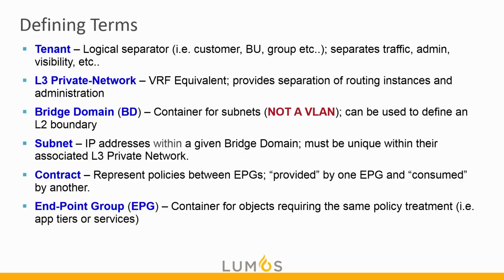Within bridge domains, we have either one or multiple subnets. Now, the subnets do have to be unique within their private network, or VRF, just like subnets have to be unique in, let's say, multiple SVIs. You can't have overlapping IP addresses in a traditional switch, provided that they are in the same VRF. If they're in different VRFs, then of course we would support the reuse of IP addressing space.